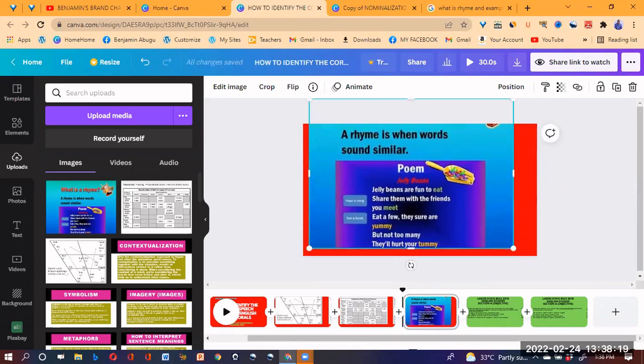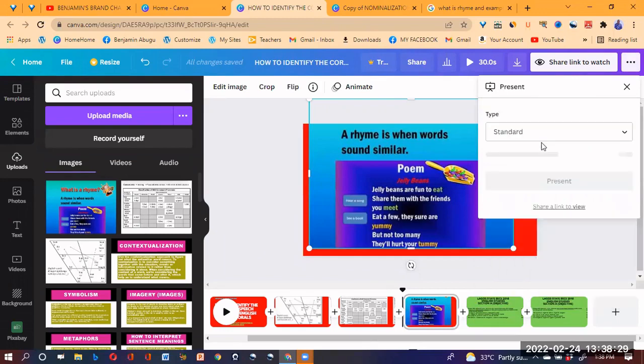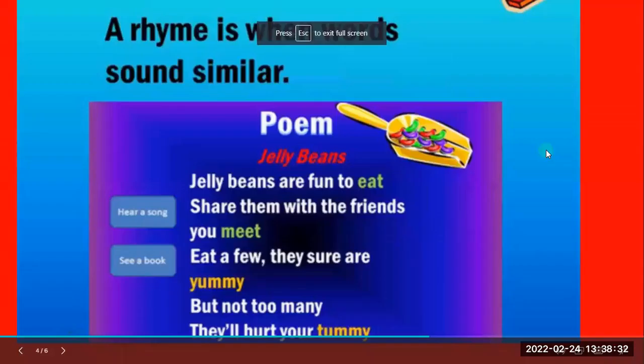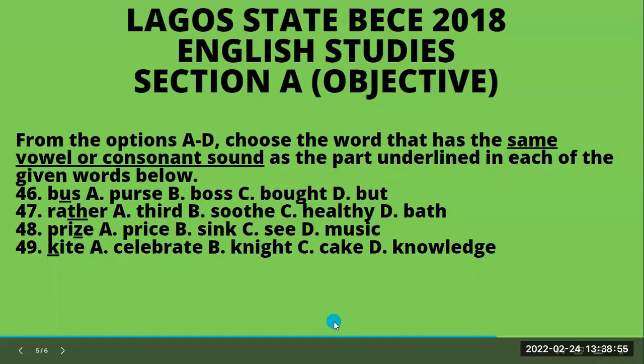Okay, so let's look at it. I want us to see it clearly so that we can see the rhyme. Okay, so you can see the missing sound, tummy and yummy. All right, eat a few, they sure are yummy, but not too many, they will hurt your tummy. So you have yummy and tummy. They are rhymes. So that is what rhyme is about, all right? So now let's move ahead.